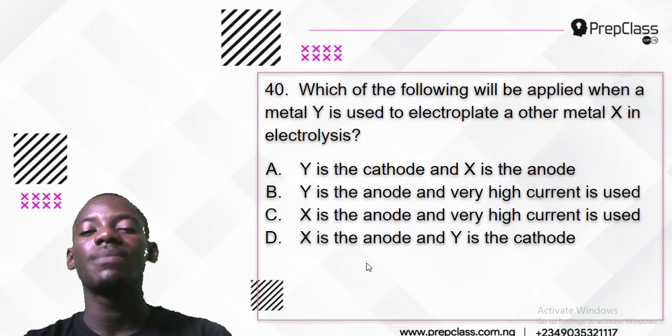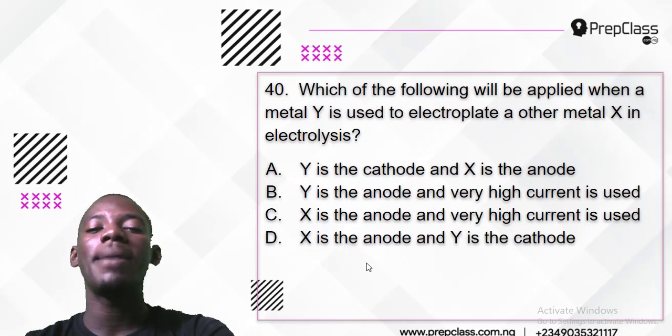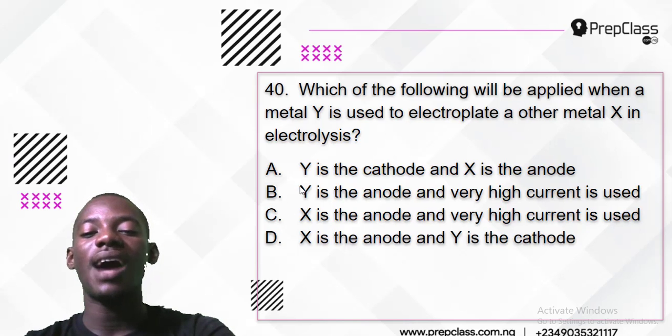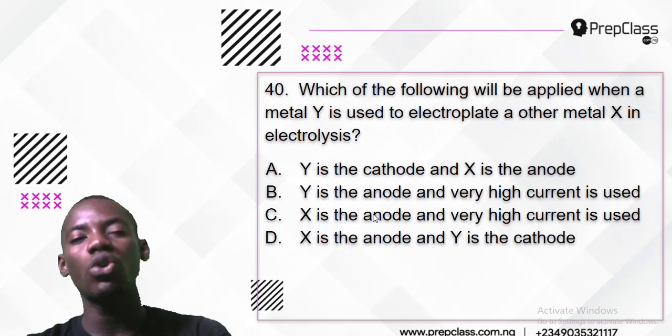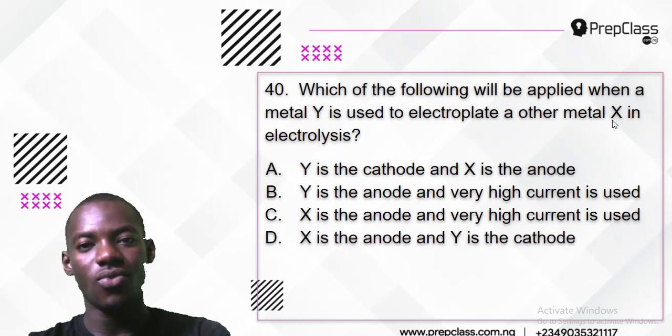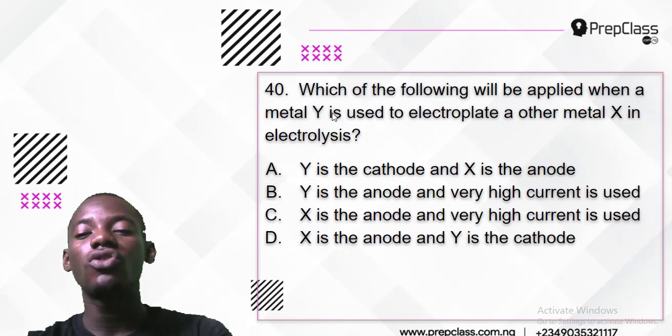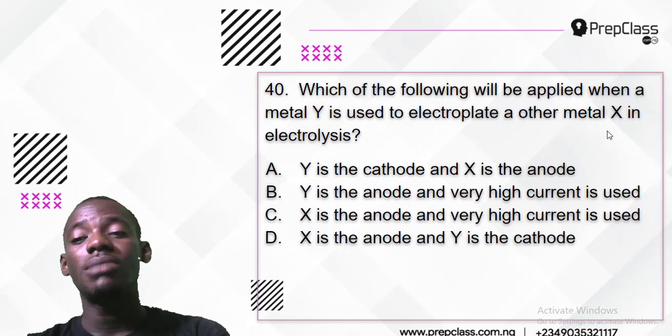Now let's check out number 40. Which of the following will be applied when a metal Y is used to electroplate another metal X in electrolysis? Y is the cathode and X is the anode. Now the word electroplating is how you coat metal: the metal Y is used to cover the metal X, right? So the metal Y is used to electroplate the metal X.